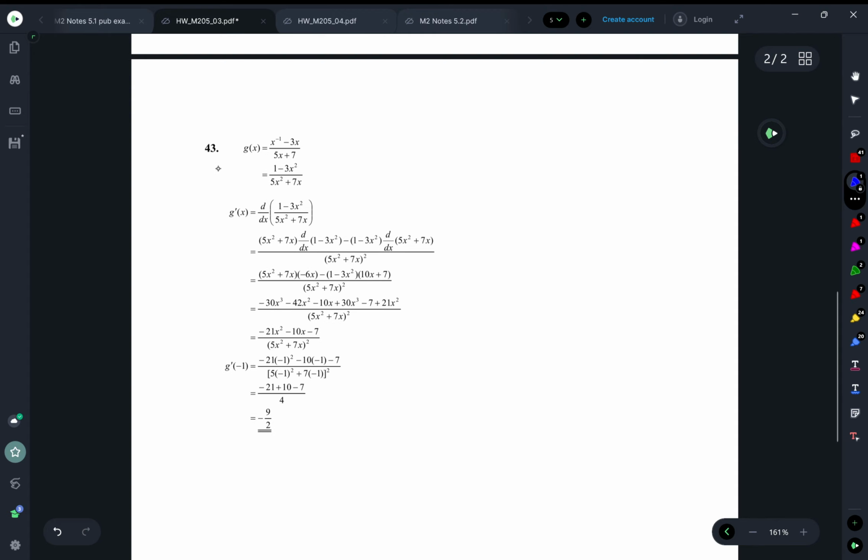The last question, 43, I recommend that you simplify this original function before you differentiate. It's much easier as there are no negative indices left. Okay, that's so much for the first assignment.